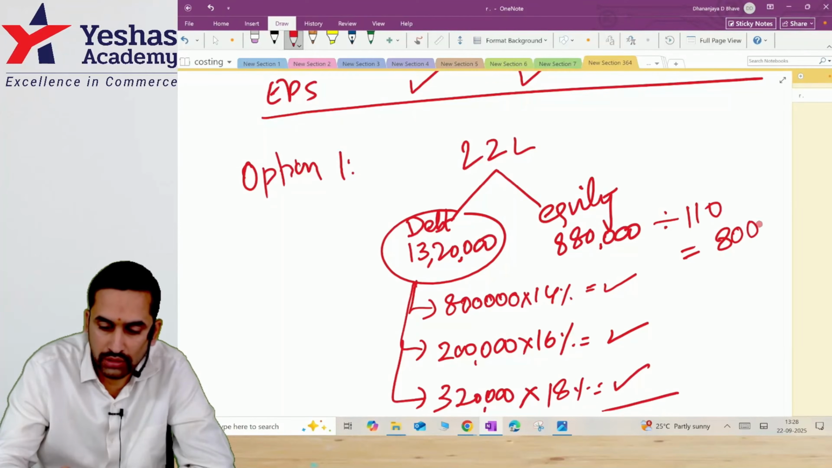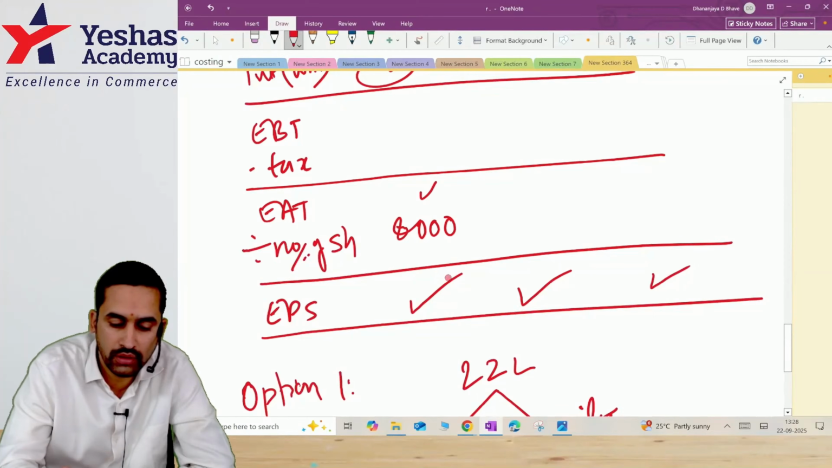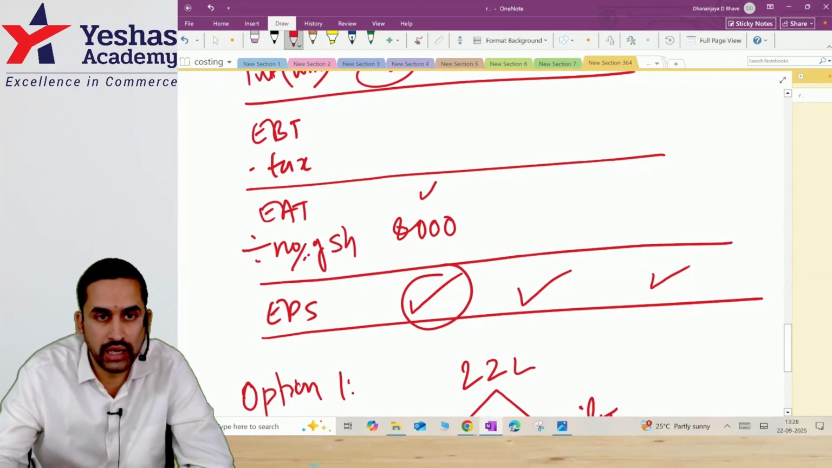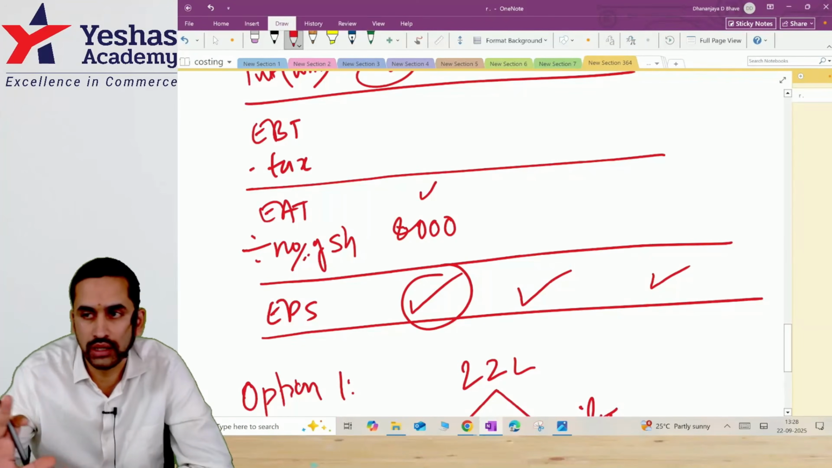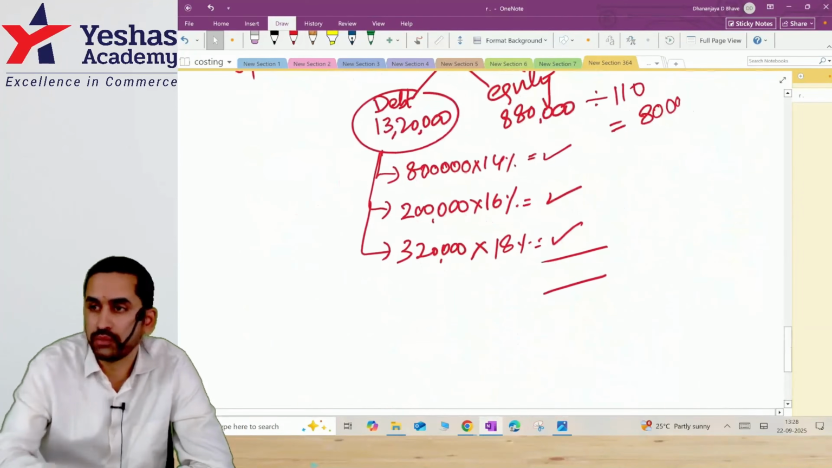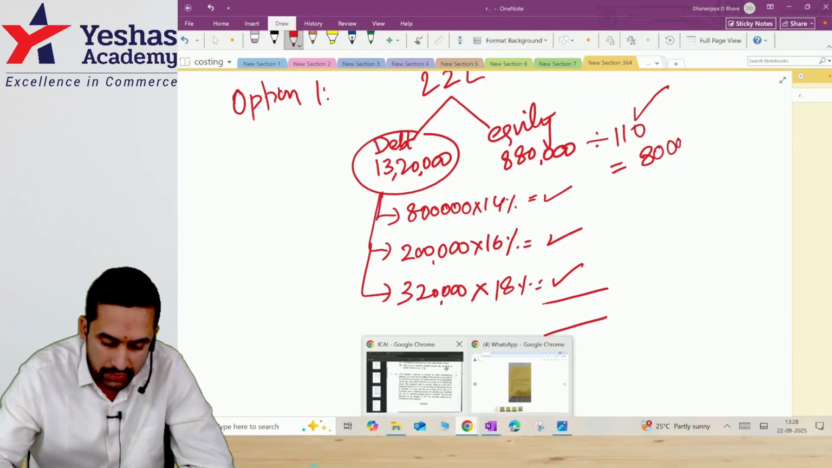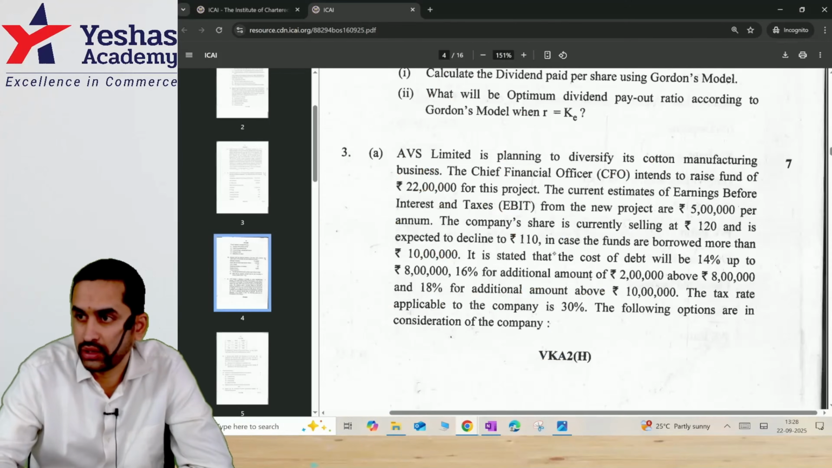8,000 shares. This 8,000 shares will go here, and then you get EPS. This way, 3 answers, whichever is the best, you select. Very easy question actually. Takes time because you have to do this stepwise calculation slowly. And whether to take 110 or 120, that depends on how much you borrow.